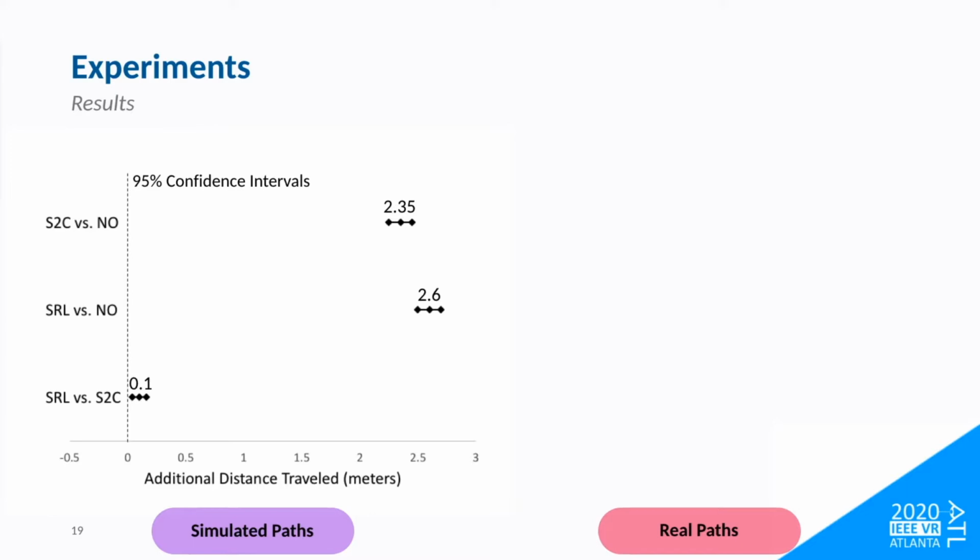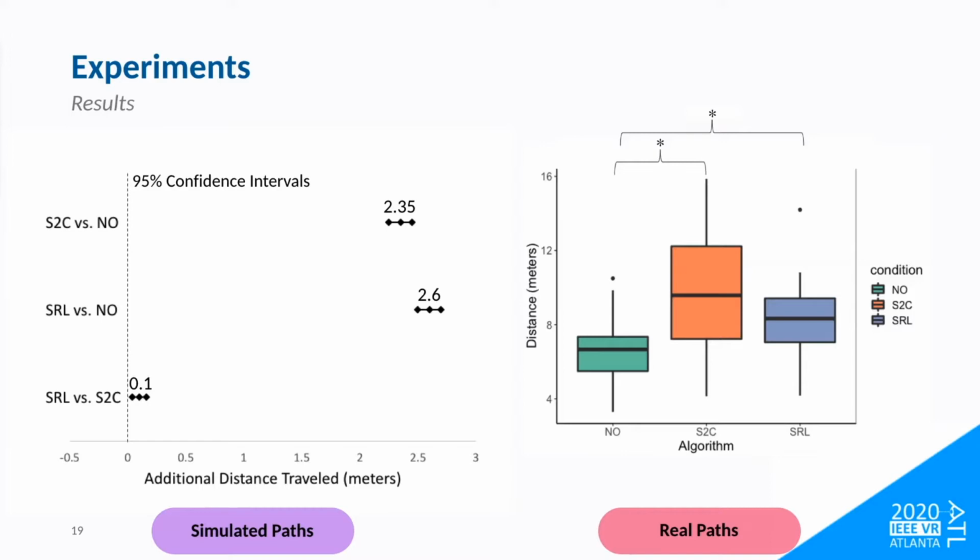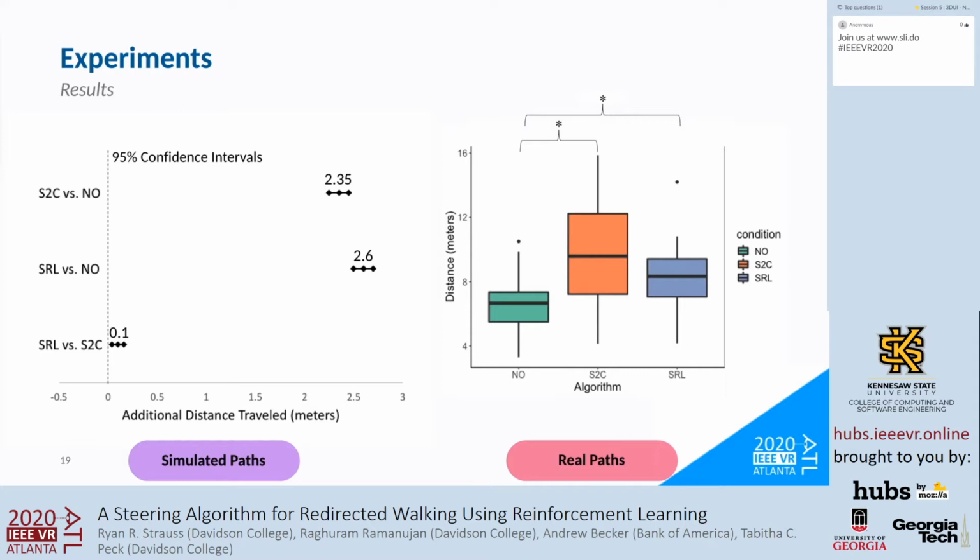Now on the right, we're looking at a box plot of the virtual distance traveled on the 10 real paths for the three steering algorithms. The thing to notice here is that we found a significant difference between the average distance traveled for steer by reinforcement learning and node redirection at all.